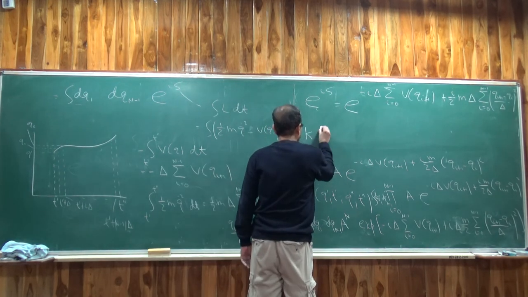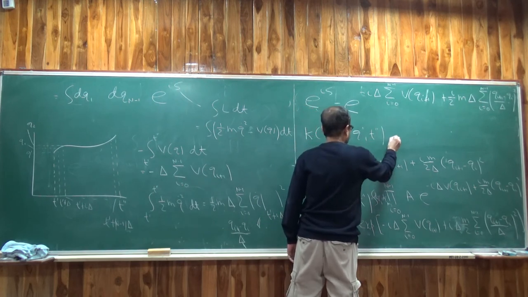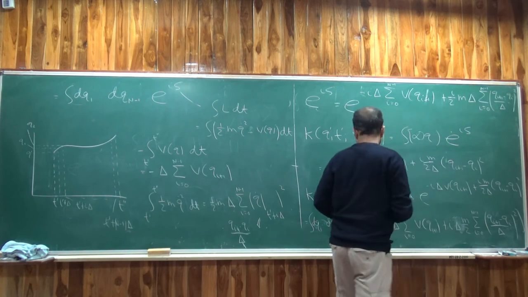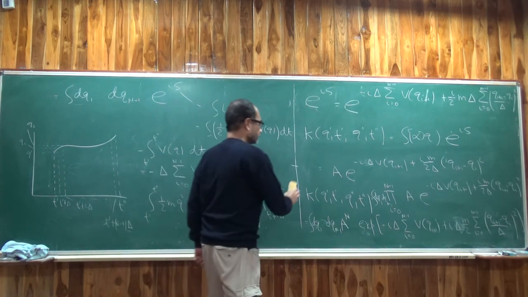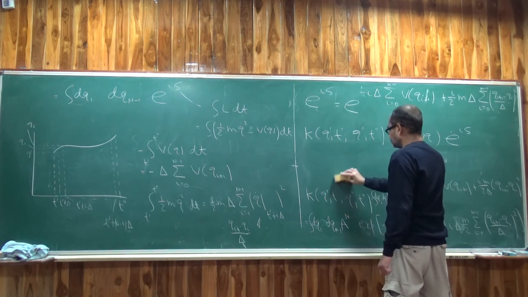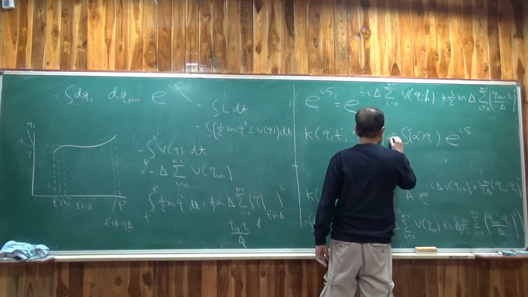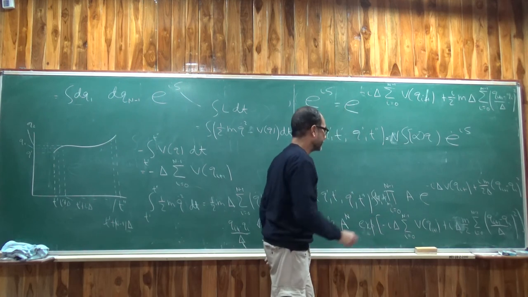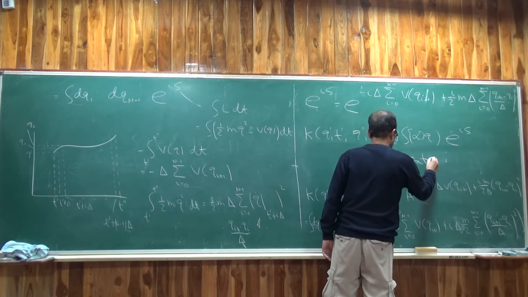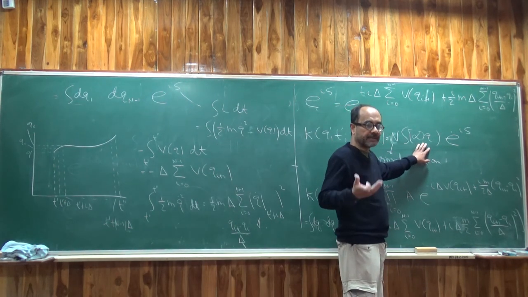So formally one writes this as K(q', t'; q'', t'') as the integral dq e to the iS. Well, there's a normalization which, let me put some arbitrary normalization. It will not really matter at the end. So this is some normalization. So what does this symbol mean? This formally is the sum over paths, or integral over paths.